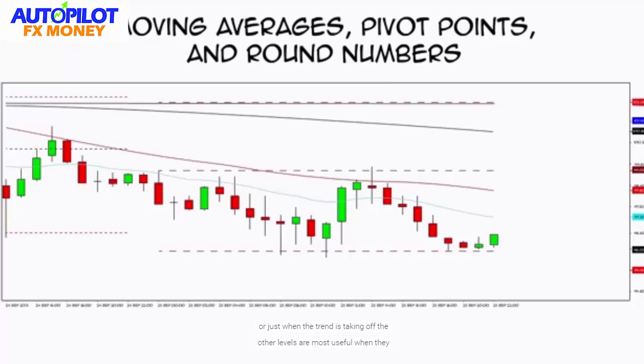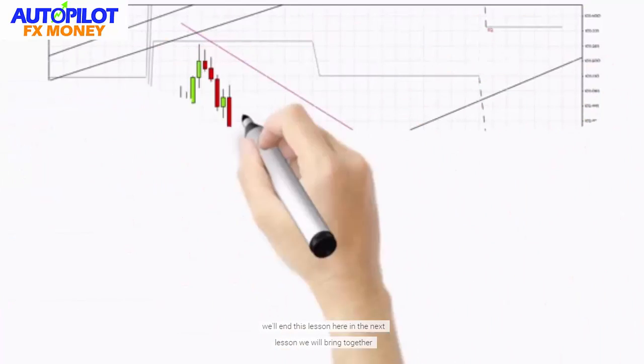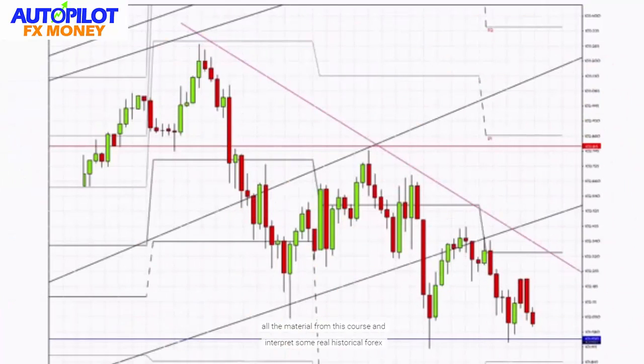The other levels are most useful when they coincide with significant support and resistance levels during a pullback within a trend. It is risky to use moving averages alone without any confluence. Generally, the longer it has been since a moving average was touched, the more significant the next touch will be. We'll end this lesson here. In the next lesson, we will bring together all the material from this course and interpret some real historical Forex charts with a price action trading strategy.